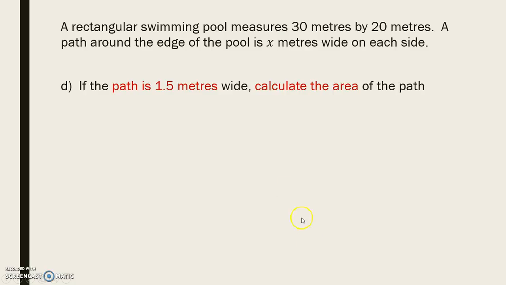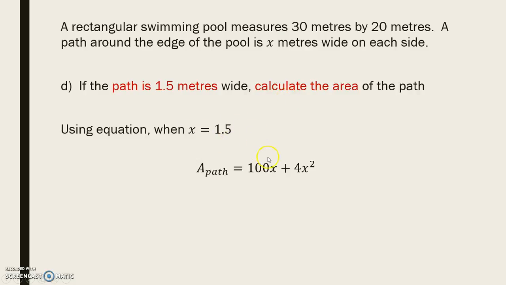Now we're going to use that expression to answer the last part. If the path is 1.5 meters wide, calculate the area of the path. So when x equals 1.5, we're going to substitute in. Wherever we see an x, we substitute 1.5. So 100 times 1.5. Remember, use bracket notation to make sure we don't get confused with our calculator. Plus 4 times 1.5 squared. It gives you 159 square meters.